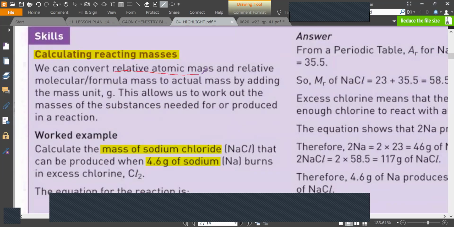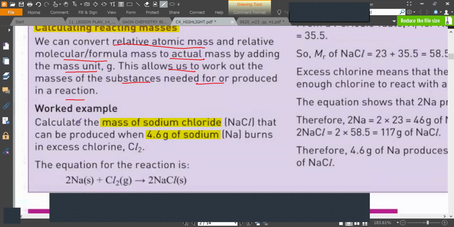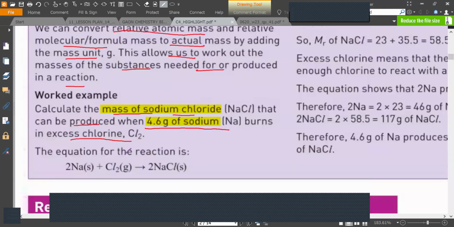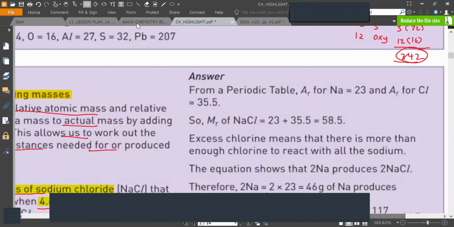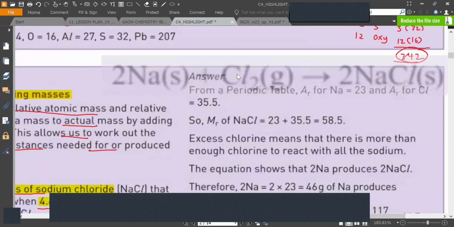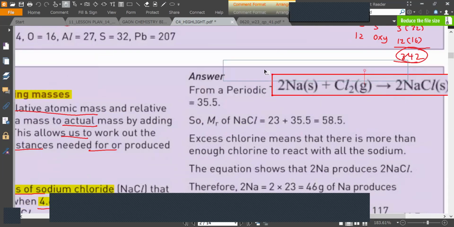We can convert relative atomic mass and relative molecular mass into actual mass by adding the mass unit. This allows us to work out the masses of substance needed or produced in a reaction. Example: calculate the mass of sodium chloride that can be produced when 4.6 gram of sodium is burned in excess chlorine. Let me just copy this equation. So this is our equation here.